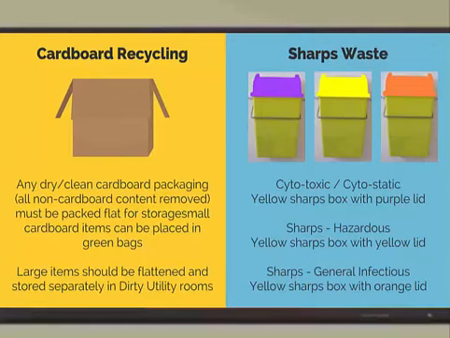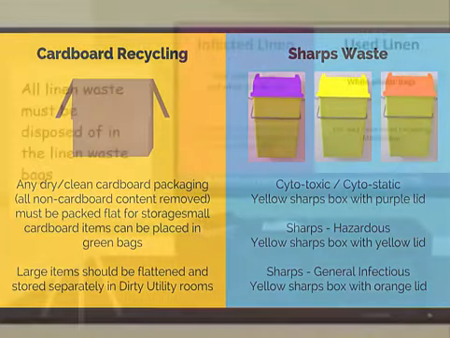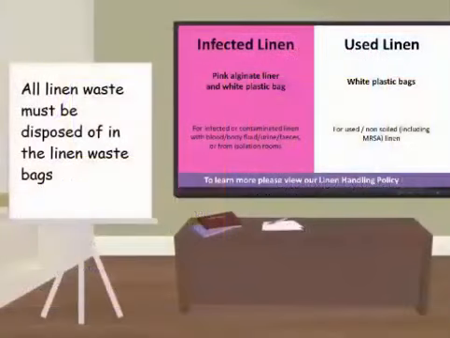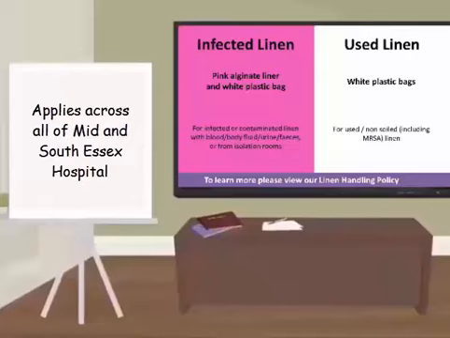Sharps waste must be disposed of in the yellow boxes with the appropriate colour lid. Cytotoxic and cytostatic sharp bins have purple lids. Hazardous sharps bins have yellow lids, and general infectious sharps bins have an orange lid. In regards to linen, we must use the appropriate linen waste bags. We've got the pink lined bags for the infected linen and the white plastic bags for used linen.